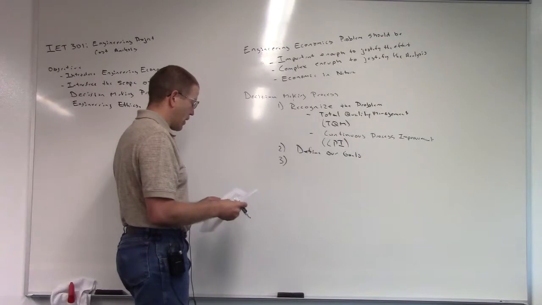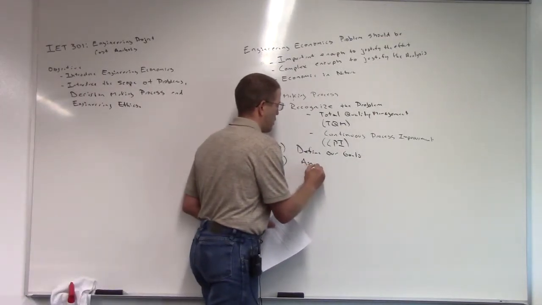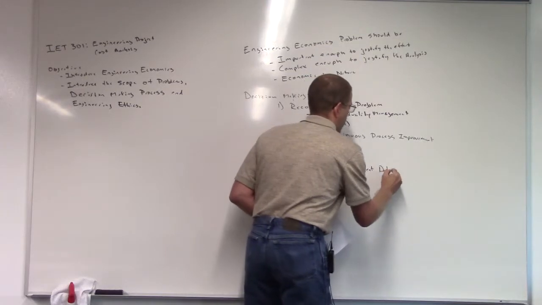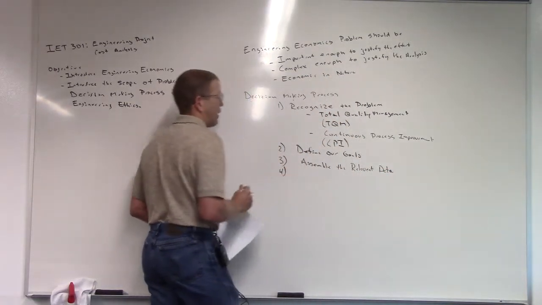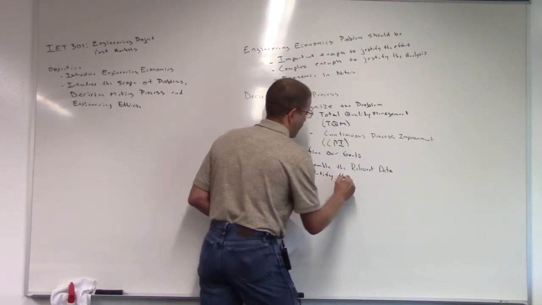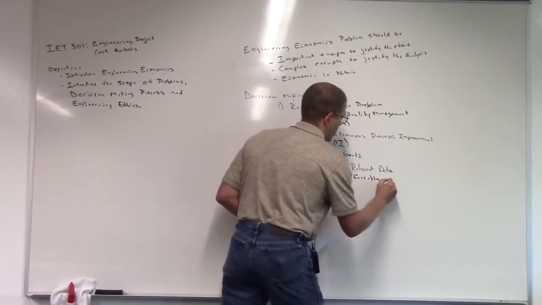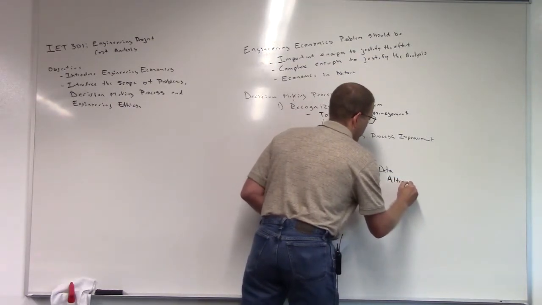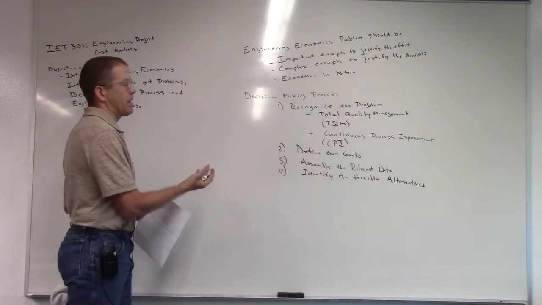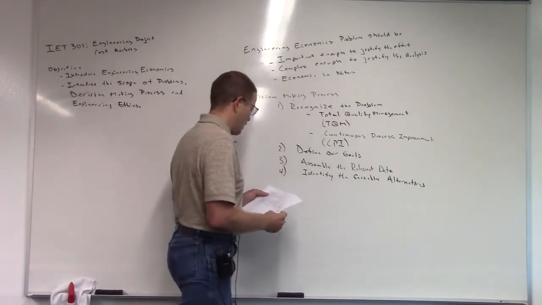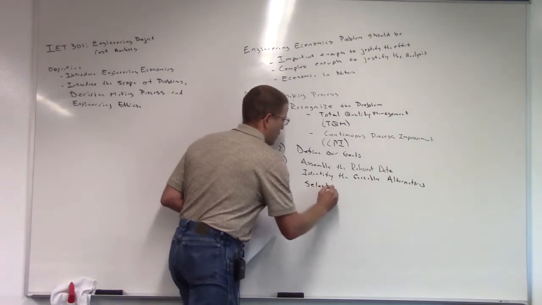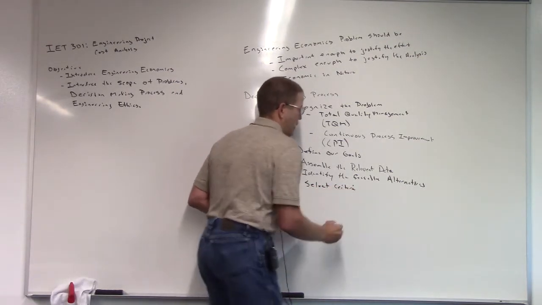Step number 3, we're going to assemble relevant data. Get all the data together so we can take a look at it, identify feasible alternatives, this will give us a direction to go, and we can evaluate each of these alternatives to determine which is the most useful or most practical. 5, we're going to select the criteria. That defines success.